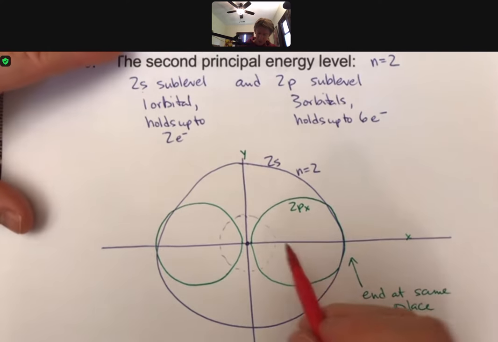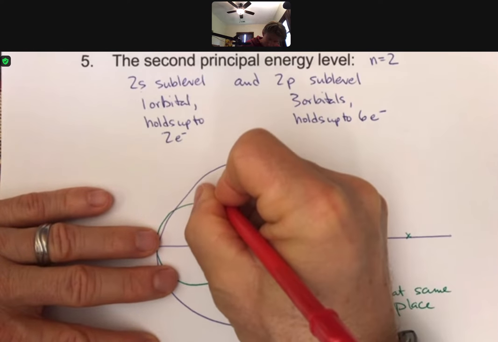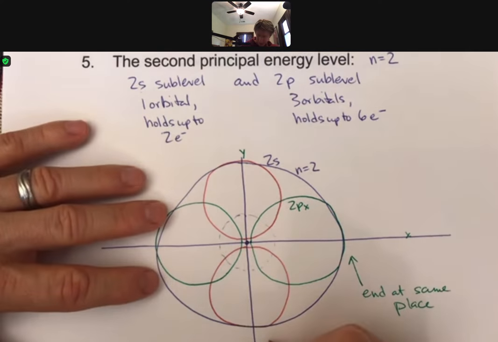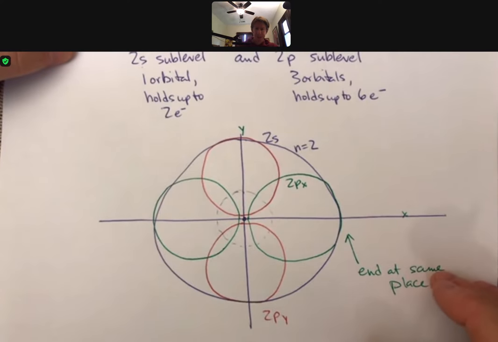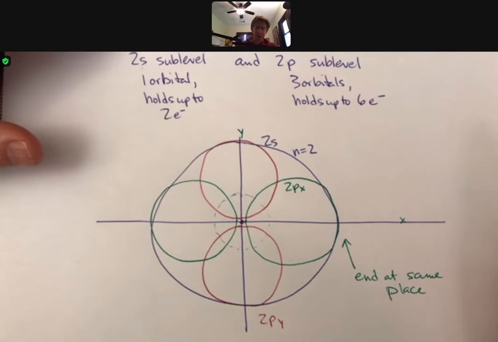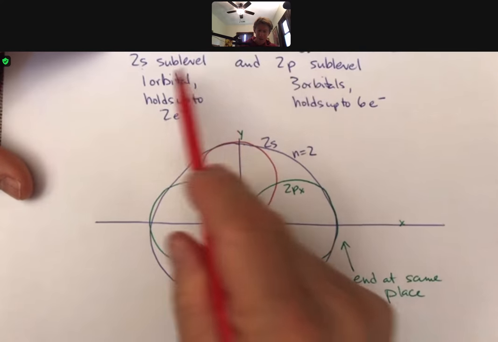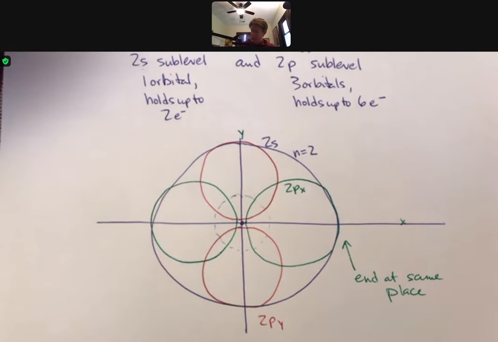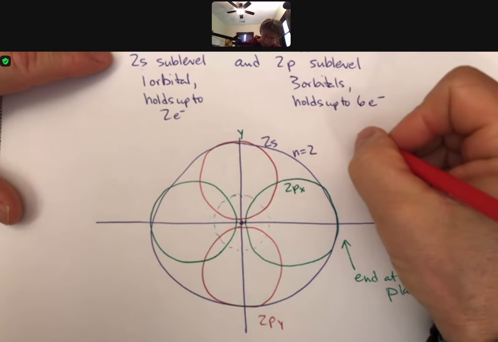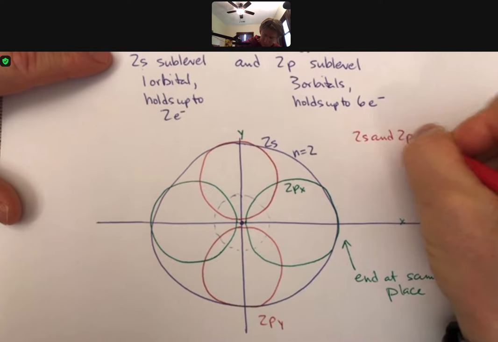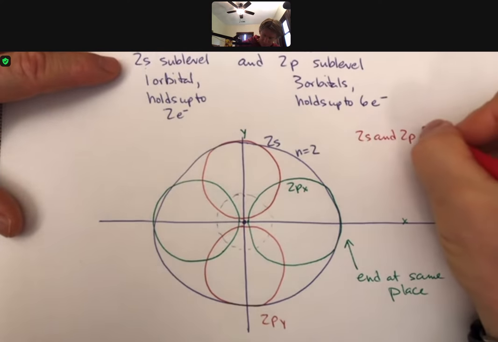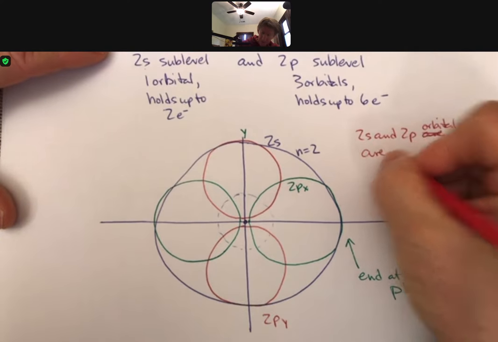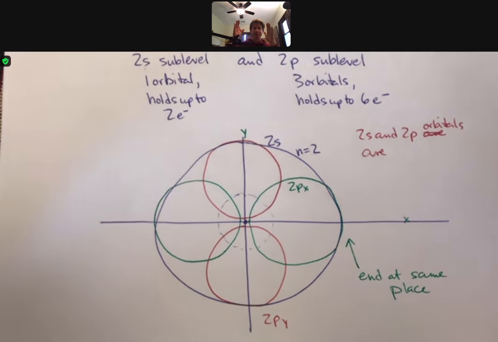And now let's do 2py. This is 2py, and it's two parts. And what I suggest is that you think about the fact that the 2s and the 2p sublevels are two ways to stuff electrons into the same sphere. So 2s and 2p are orbitals or sublevels, since orbitals make up sublevels, two ways to stuff electrons into the same sphere.